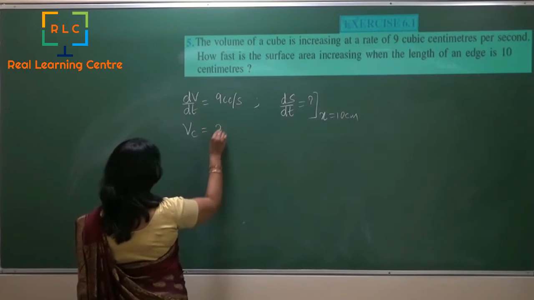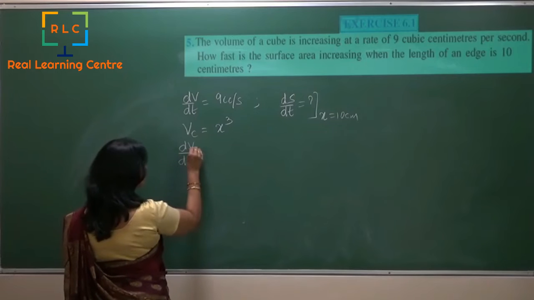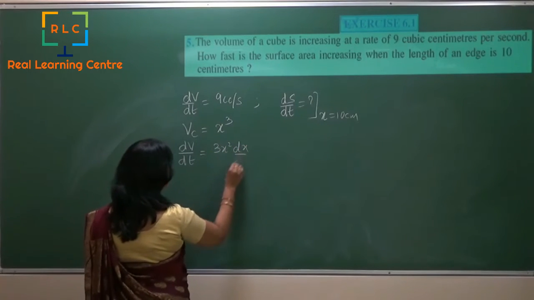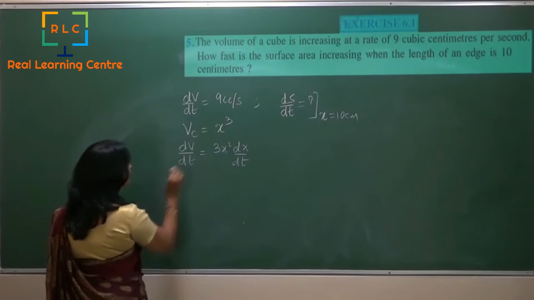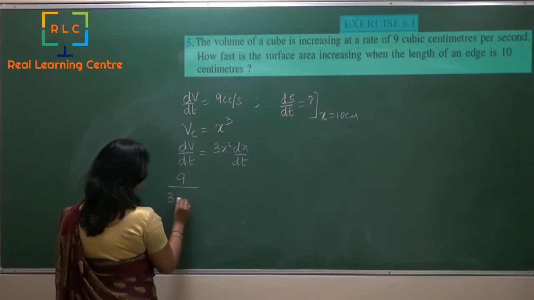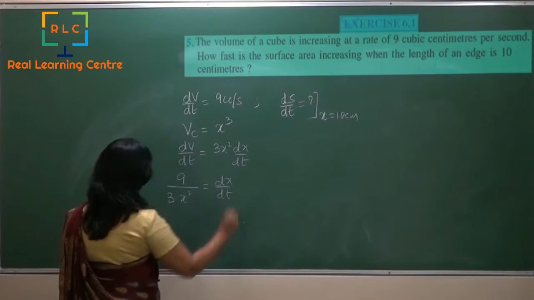Volume of a cube is x cube. We'll differentiate it on both the sides with respect to t. dv by dt is equal to 3x square into dx by dt. dv by dt numerical value is 9 that they have given. 9 divided by 3x square is equal to dx by dt.